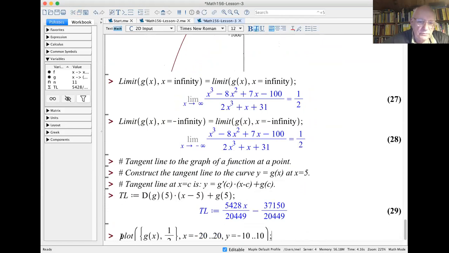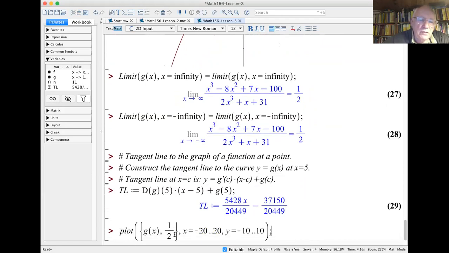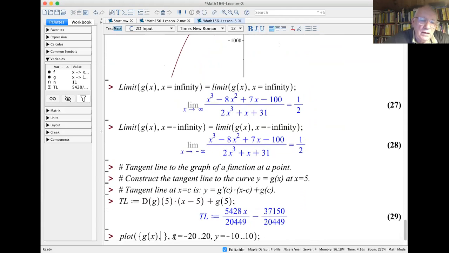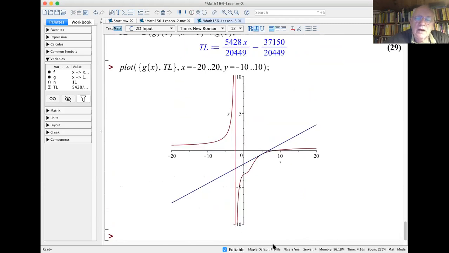So let's go back and plot this. Along with the function, I want to plot this tangent line, which I called capital TL. And look at that. That is beautiful. Right here at x equals 5, this blue line is the tangent line. That's the tangent line at x equals 5.